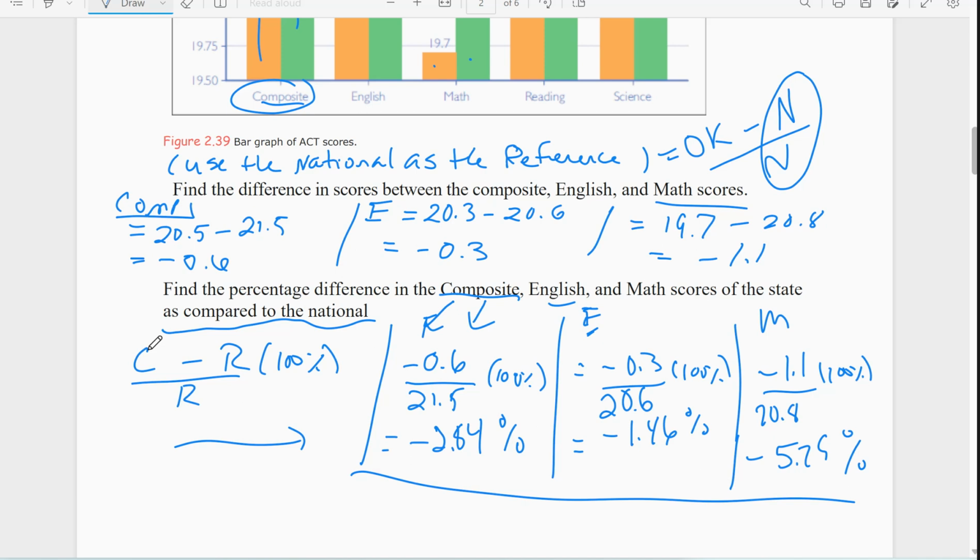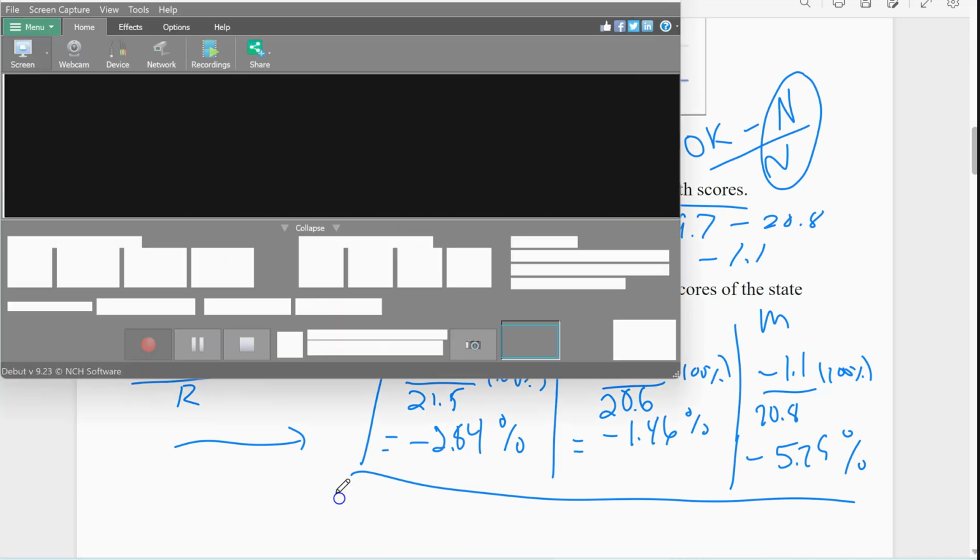All right, so again, on the homework, it's the same way as all the values will come out negative because you're comparing the state to the national average. So again, I apologize for any confusion this may have caused, but this one is corrected. All right, we'll stop the video there.